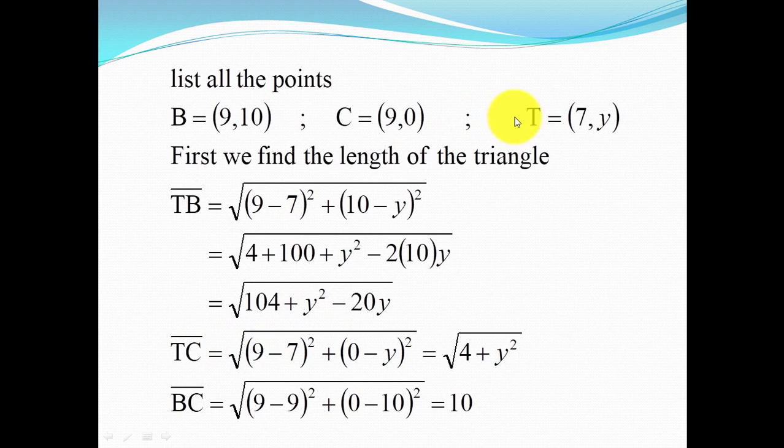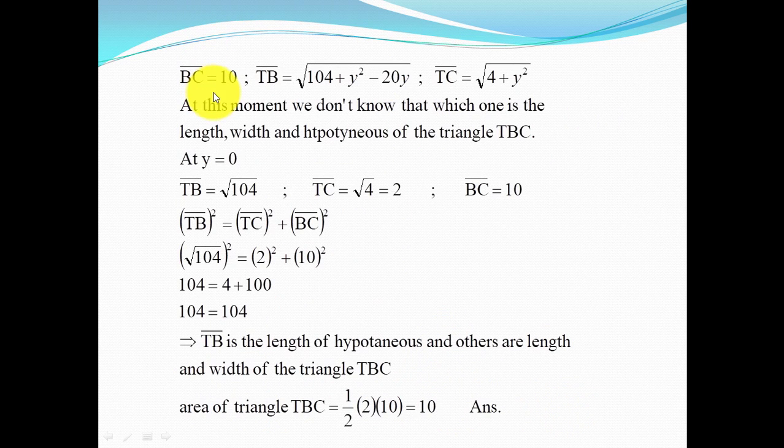Similarly TC: 9 minus 7 is equal to 2, squared is 4, and 0 minus y squared is y squared, so the square root of 4 plus y squared. BC is simply equal to 10. Now we list all the lengths of the triangle. At this stage we don't know which of these lengths is the hypotenuse, which one is the base, and which one is the perpendicular of the triangle.